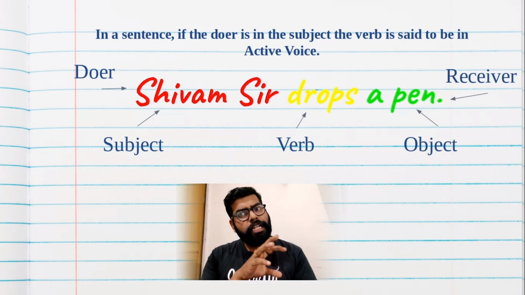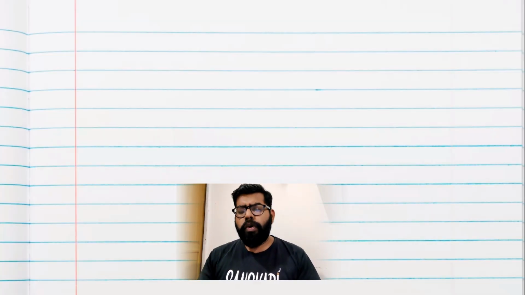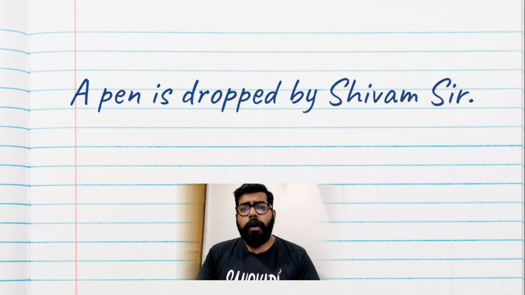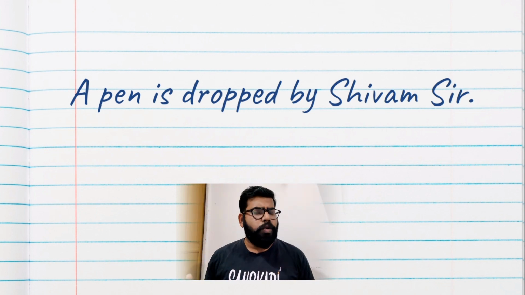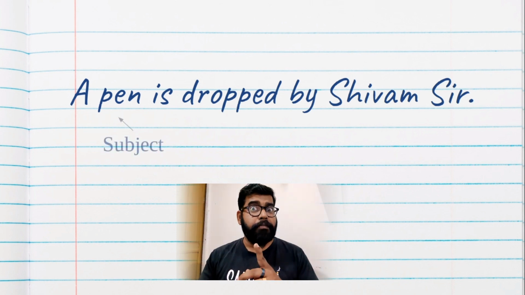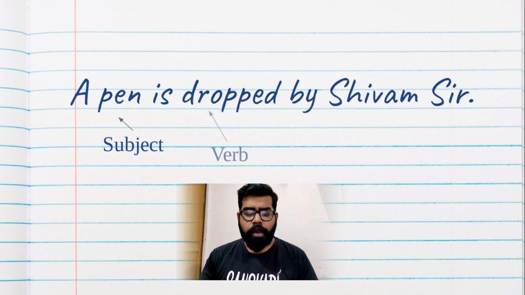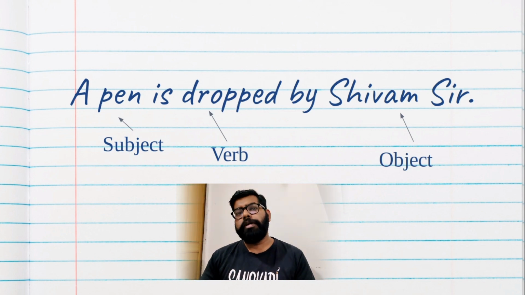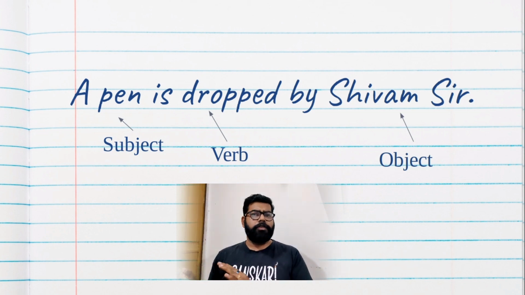Now let's write the same sentence in a different way. What if I write it in this way? A pen is dropped by Shivam Sir. The meaning is same. What has changed? If I divide it in subject, verb, and object, this time a pen will be the subject, since it's before the verb. Is dropped will be the verb, and by Shivam Sir will be the object. But these things have changed, obviously. In the previous sentence, Shivam Sir was the subject, a pen was the object.